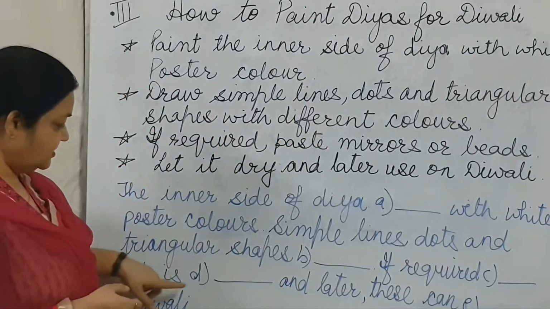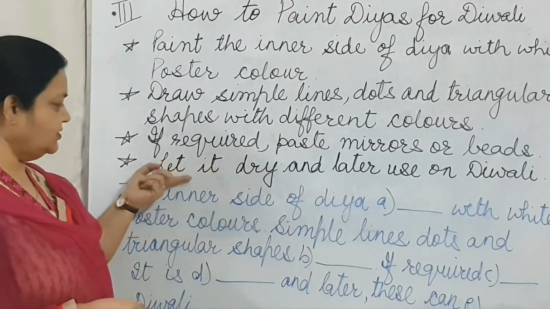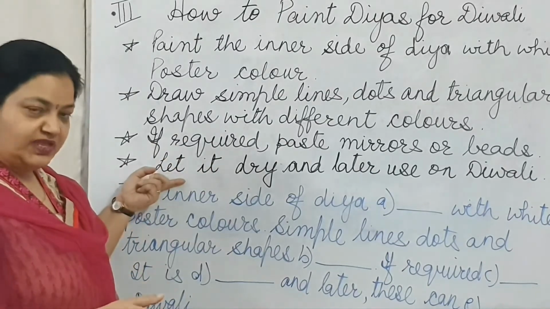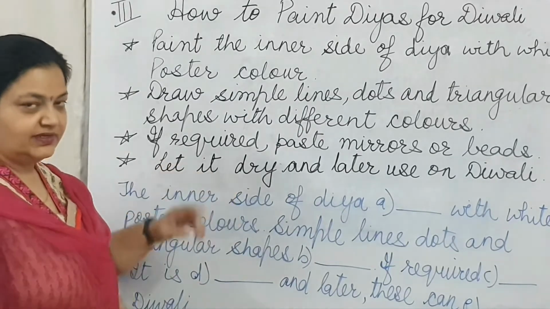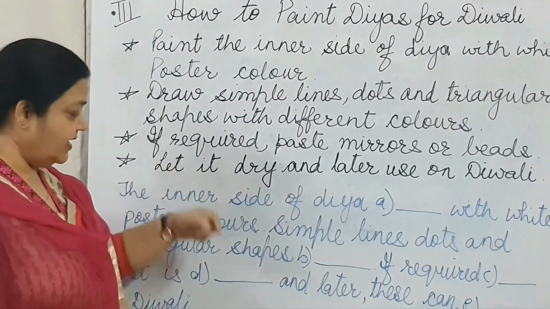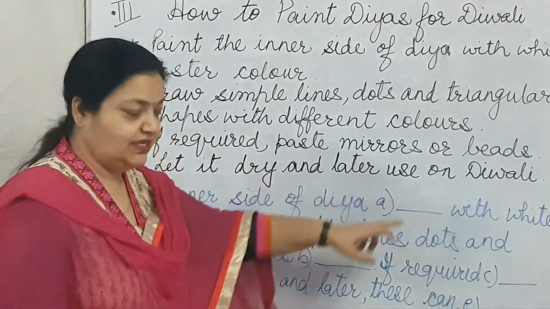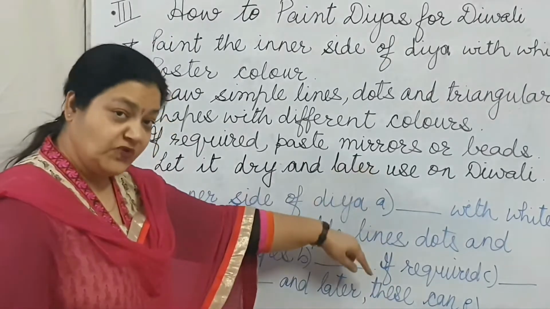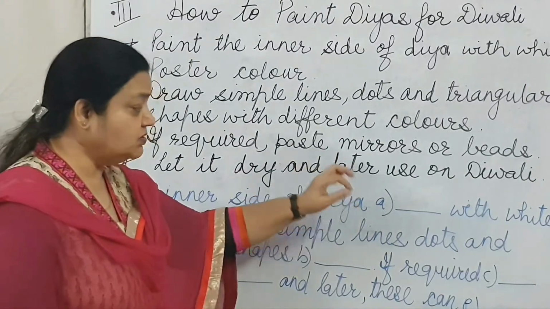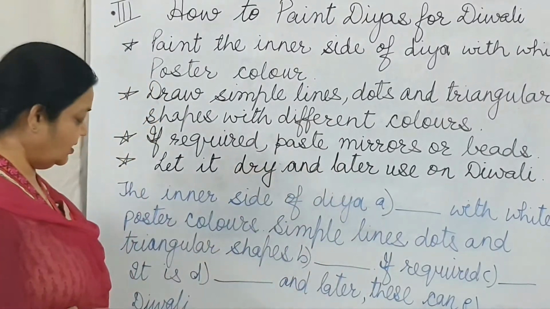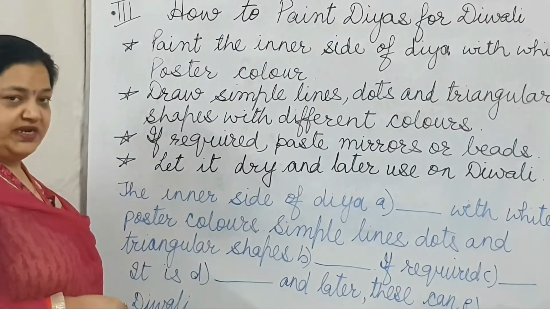Then it is dash. Let it dry. Earlier also we did let. I told you that it is left there. So it is left to dry. It is left to dry. And later these can later use on Diwali. Later these can, when can is there, it will be modal, so it will be used. It can be used on Diwali. Clear? Now let us write the answers.